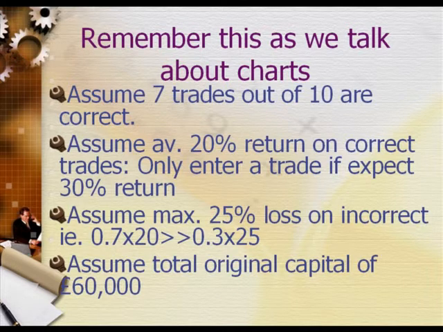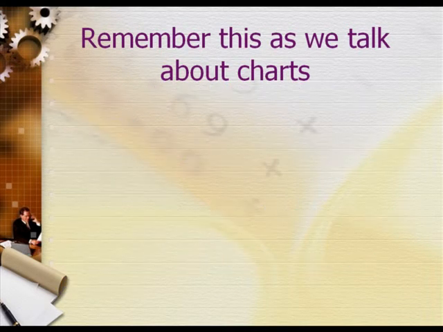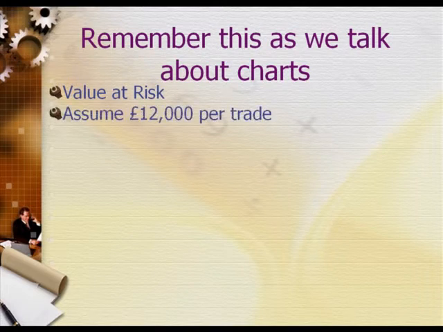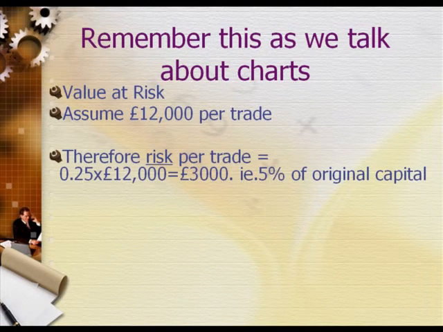What's the value at risk? In other words, in any one trade we make with the assumptions I've just given you, how much are we risking? How much could we lose? Well, with the money that I said we had in our portfolio, assume you make £12,000 bets per trade. In other words, you invest £12,000 per trade in your portfolio. Therefore, the risk per trade is the 25% that you can lose if you're wrong of the £12,000. So it's £3,000. Do you see?